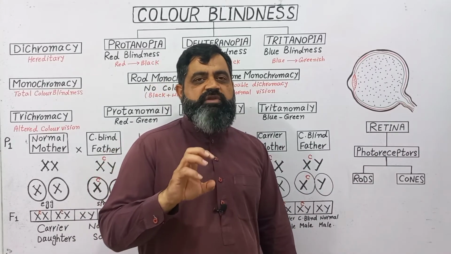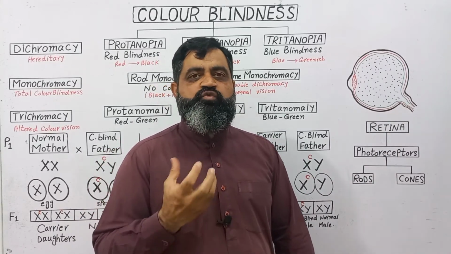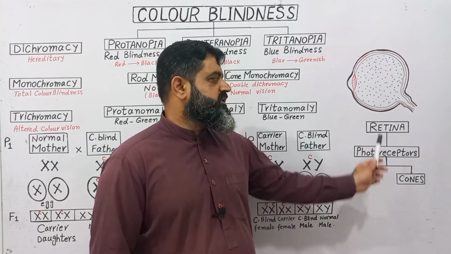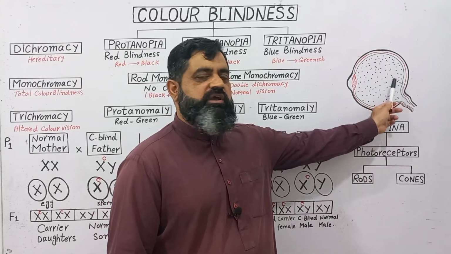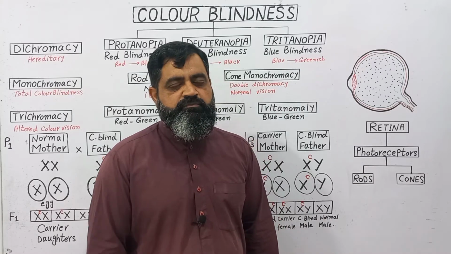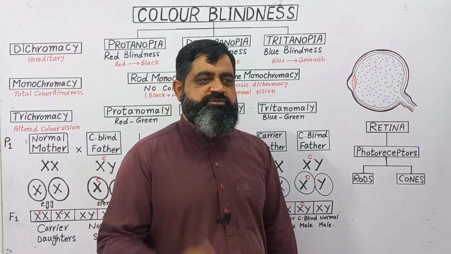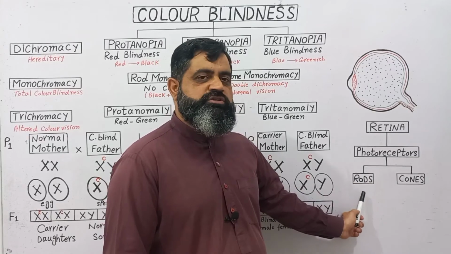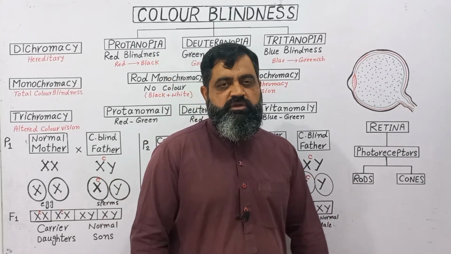The innermost layer of the eye, the retina, is responsible for vision because it contains specialized cells which are known as photoreceptors. Photoreceptor cells are of two types. One of them are called rods while the other are called cones.